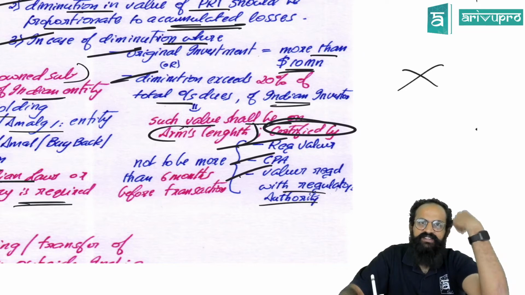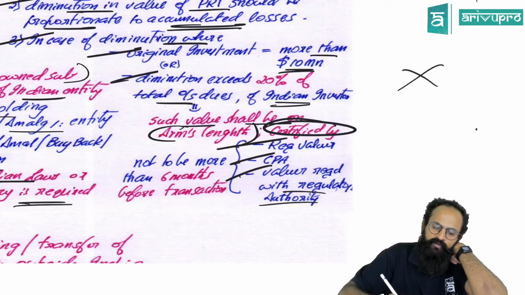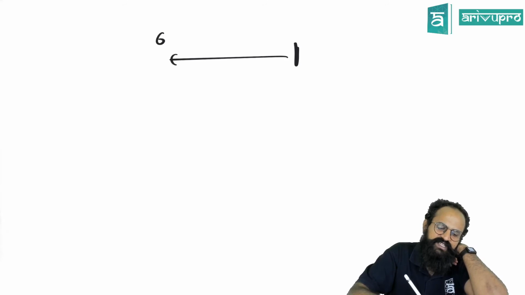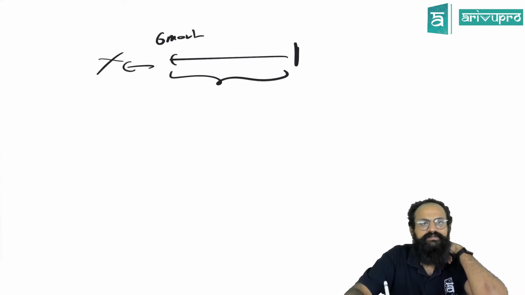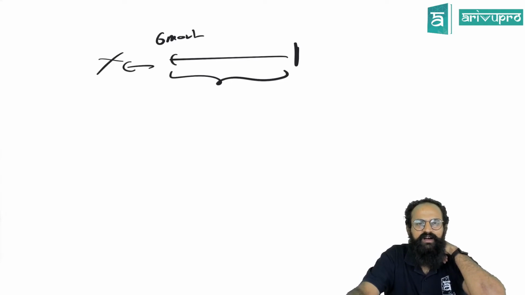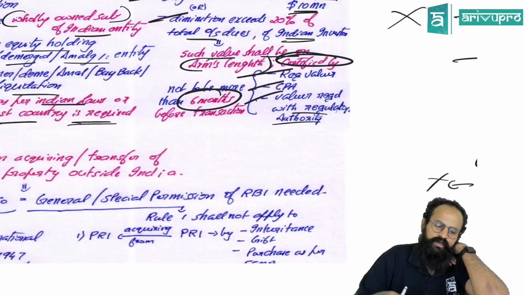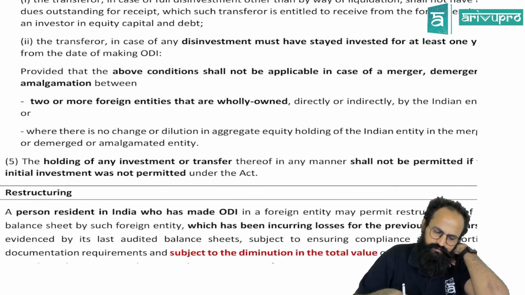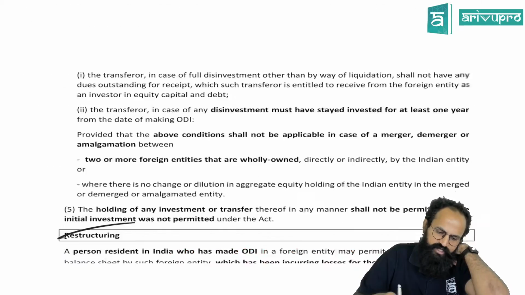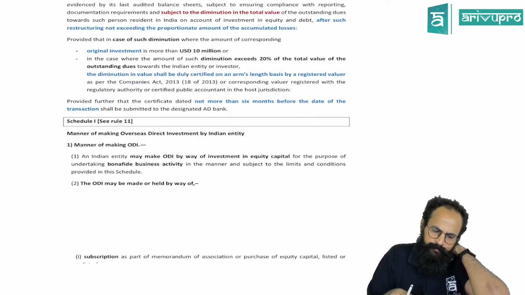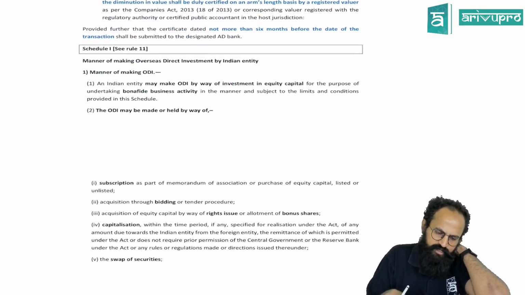Sir, now when should I get this certificate? It should not be before 6 months of the transaction. So if the transaction is happening today, maximum 6 months. Within this time, you can get the report, not beyond this. It's clear. So if I'm going in December, not before June. Understood? Okay. This is your restructuring and transfer or liquidation. Clear? Okay. Restructuring is done.